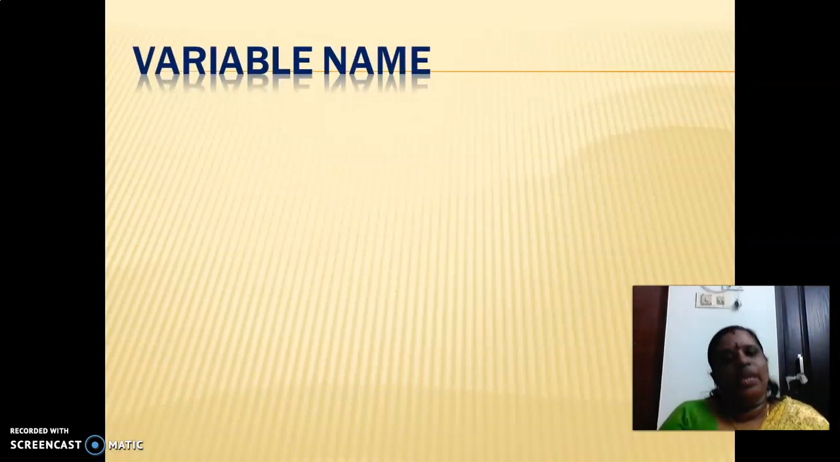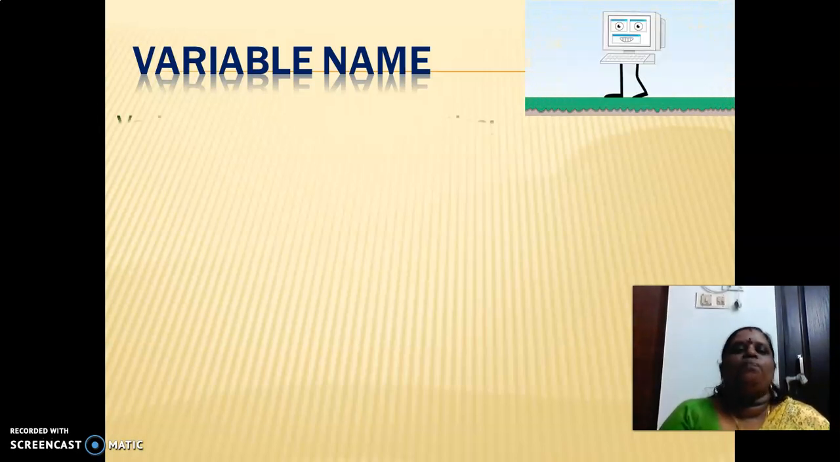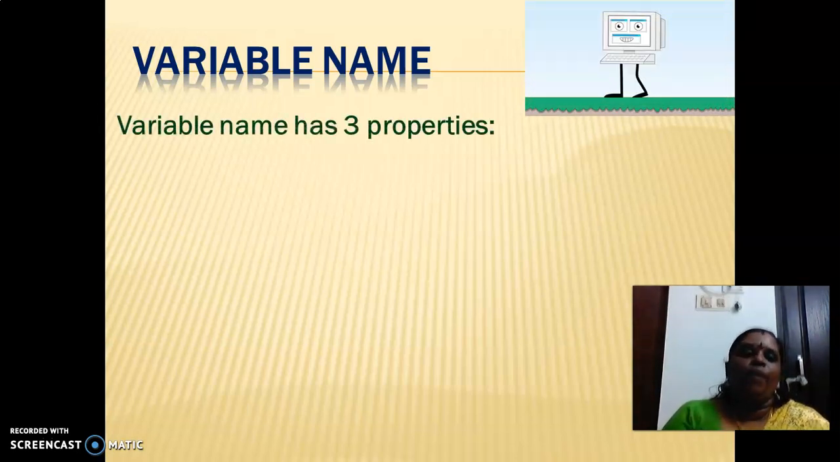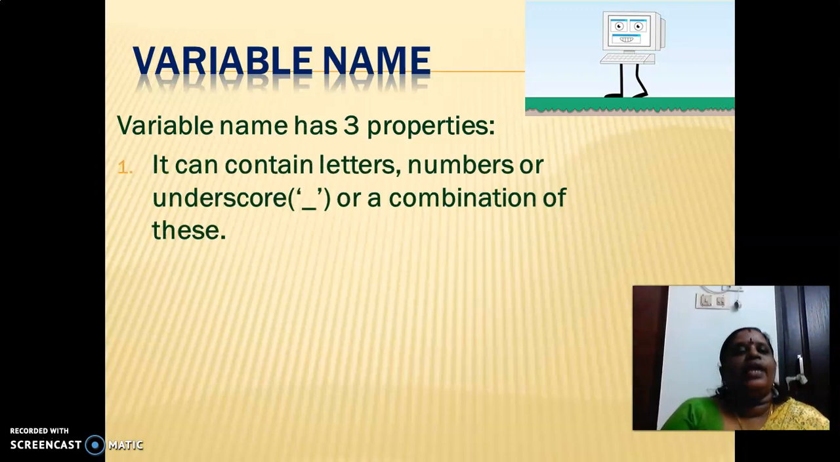How to assign the variable name? Yes, a variable name has three properties. First one, it can contain letters, numbers or underscore or a combination of these. So a variable name can have letter, number or underscore or a combination of these three. Like your password for your mail ID, you'll be having 8 characters. Likewise, we are having certain conditions for a variable name.